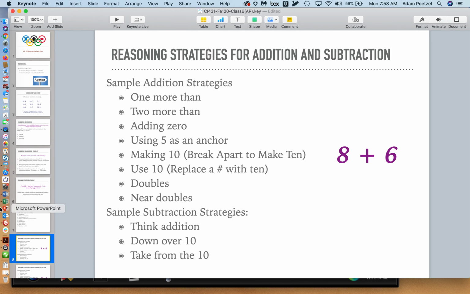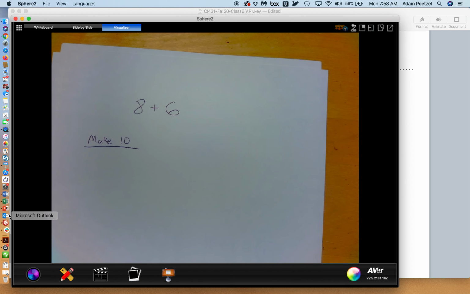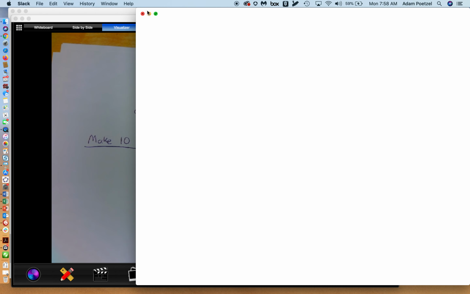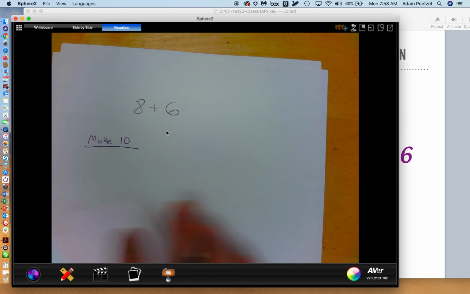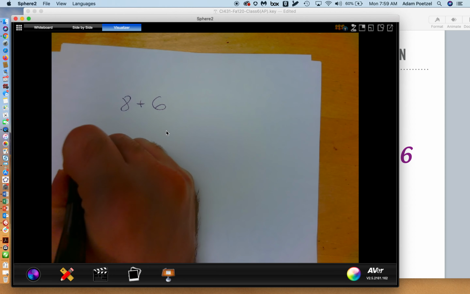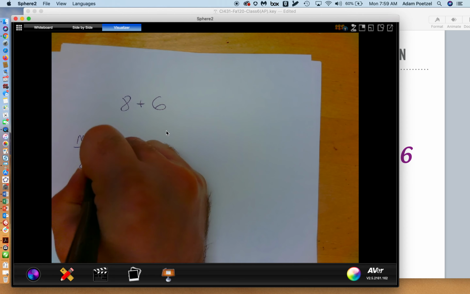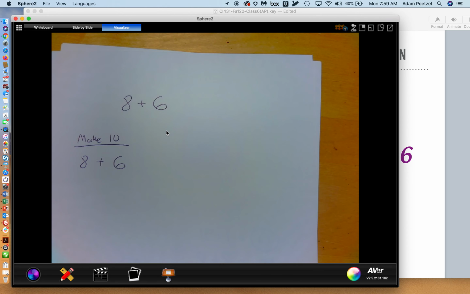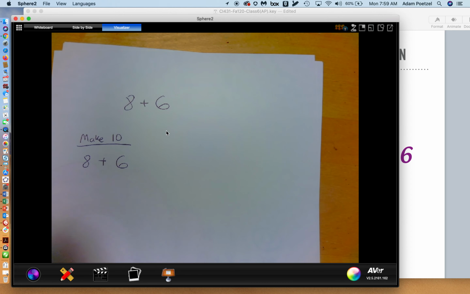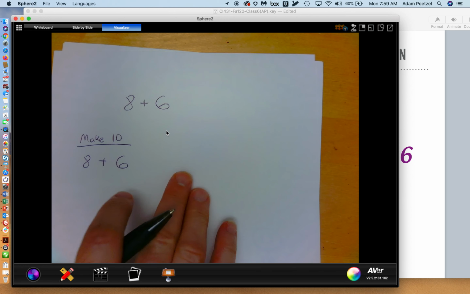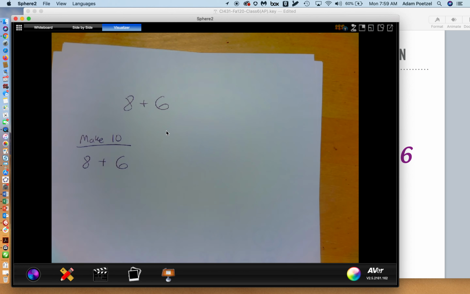Let me pull this back up. There we go. Okay. So let's take a look at 8 plus 6. You know, one strategy for that is a common strategy. It's called the making 10 strategy. And once students are knowledgeable of their combination of 10 facts, where the 10 frame we talked about helps a lot, just the idea of seeing 10 in a lot of places.